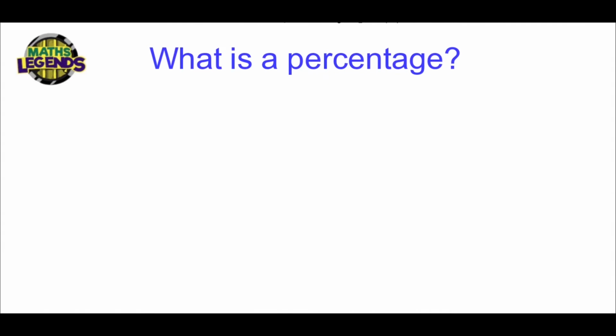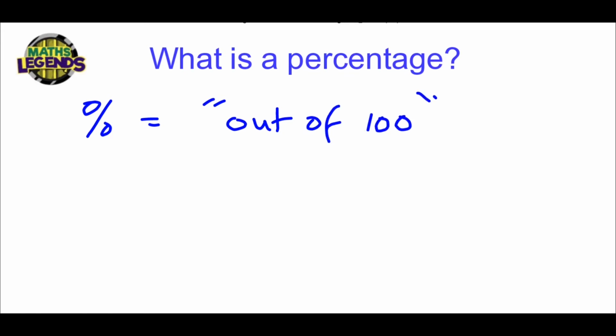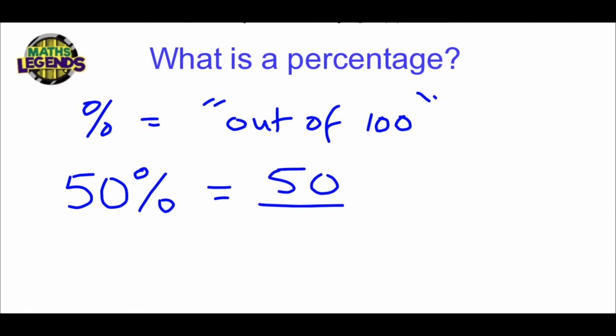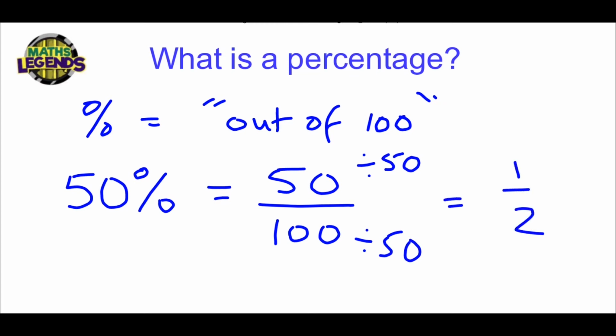What is a percentage? So a percentage essentially means out of 100. So for example, if I said what is 50%, we can write that out as 50 out of 100 as a fraction. So this fraction can be simplified by dividing top and bottom by a common factor. So here we can divide by 50 to give us a half. So here we've just shown that 50% is the same as a half.